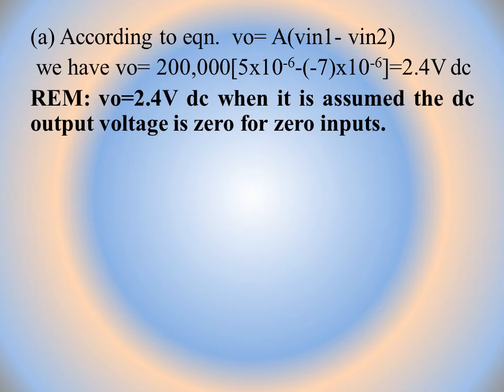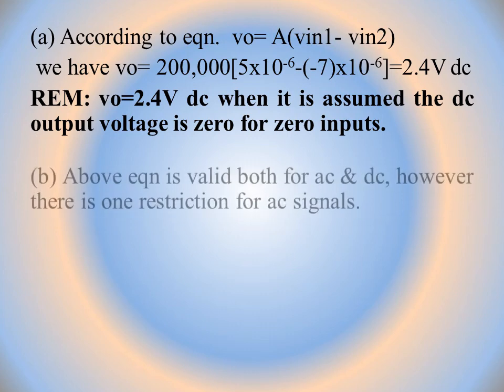So sometimes in a question it is hidden that it is a practical op amp and it has this offset voltage, and this amount of offset voltage is present. So this should be included. Here we have considered an ideal op amp, so our answer is simply 2.4 volt DC. Now we'll discuss the second question.